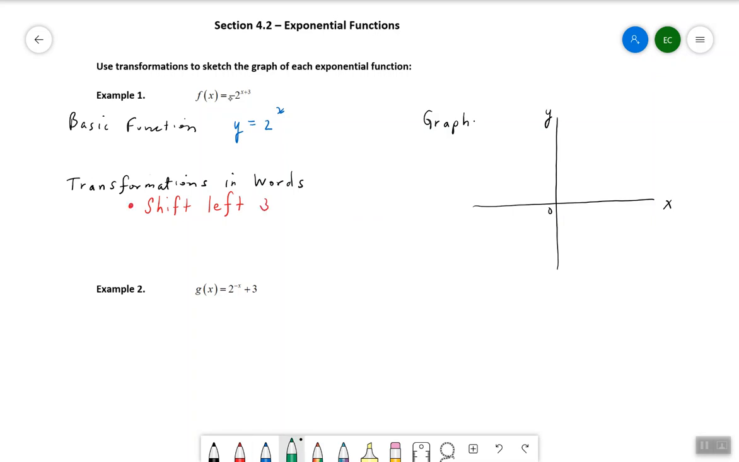And then there's a minus sign out in front. That's applied after the exponent. So that's outside the basic function. And so that would be a vertical reflection. And to be clear, we're talking about reflecting over the x-axis.